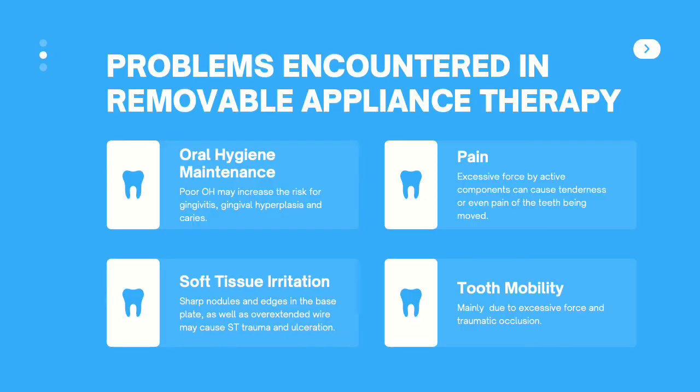Once you issue the removable appliances, the most popular question that the patient might ask you is, what is the risk of this therapy? Or what is the risk of this treatment? So these are the problems that might be encountered during removable appliance therapy. It may cause difficulty in oral hygiene maintenance, and poor oral hygiene may increase the risk of gingivitis, gingival hyperplasia, and caries.